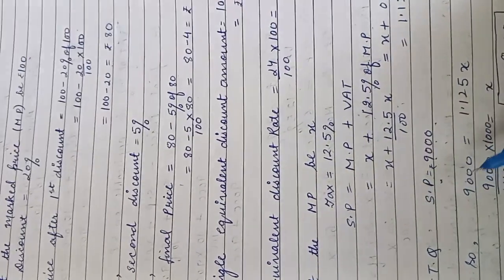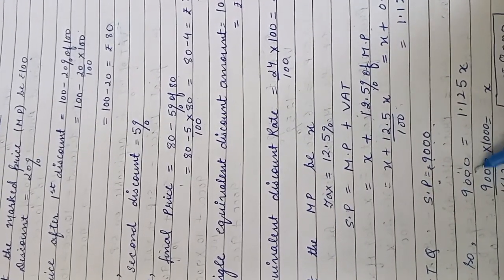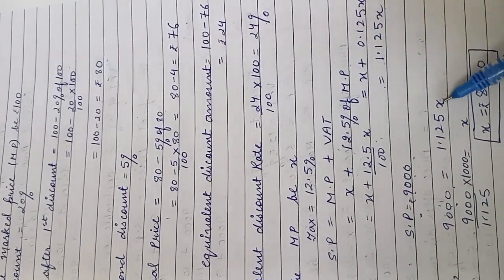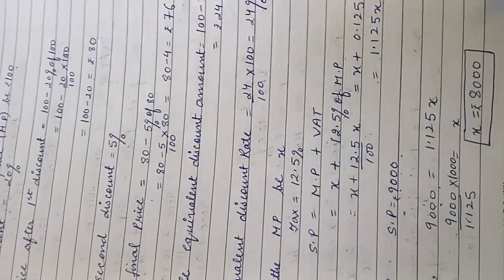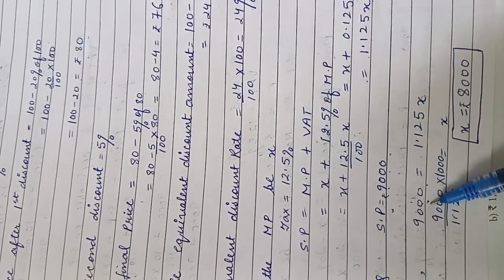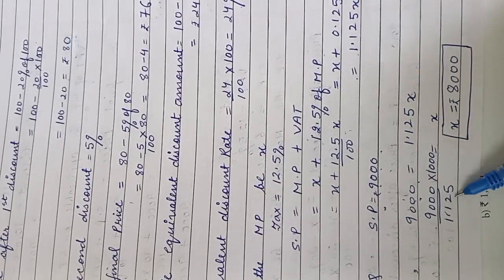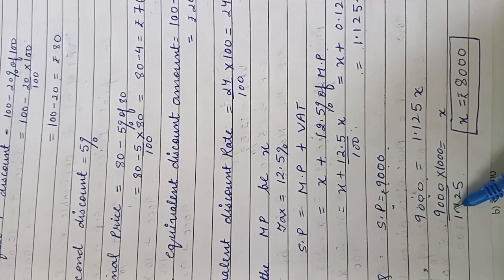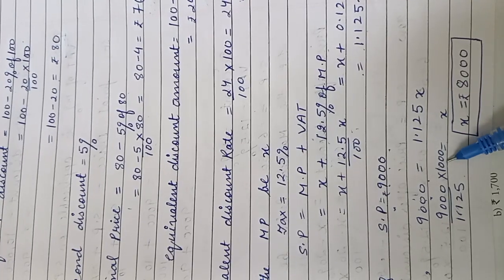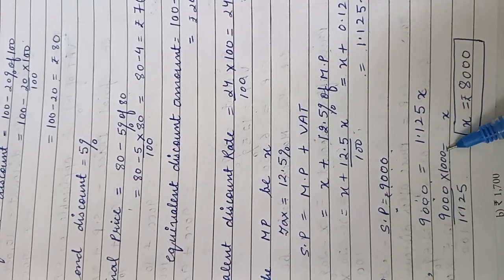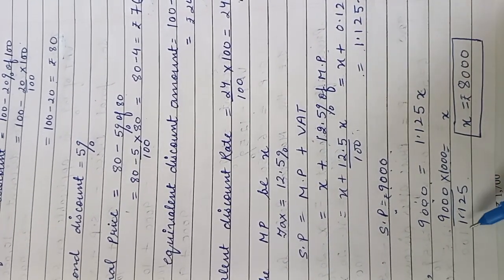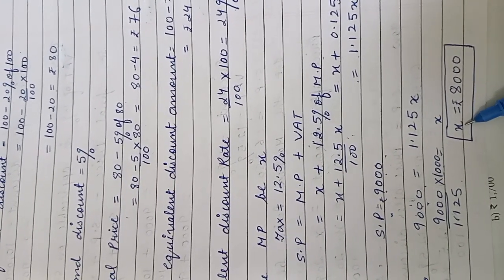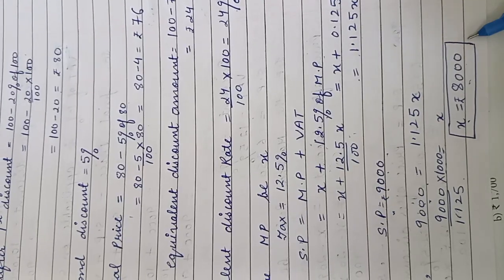So in place of selling price, what should we put? 9,000, which is equal to 1.125x. Here what will we do? x is equal to 9,000 divided by 1.125. Now for this, how do we remove this decimal? By multiplying by 1,000. By cancelling them out, you will get the value of x, that is the value of the marked price, 8,000 rupees.